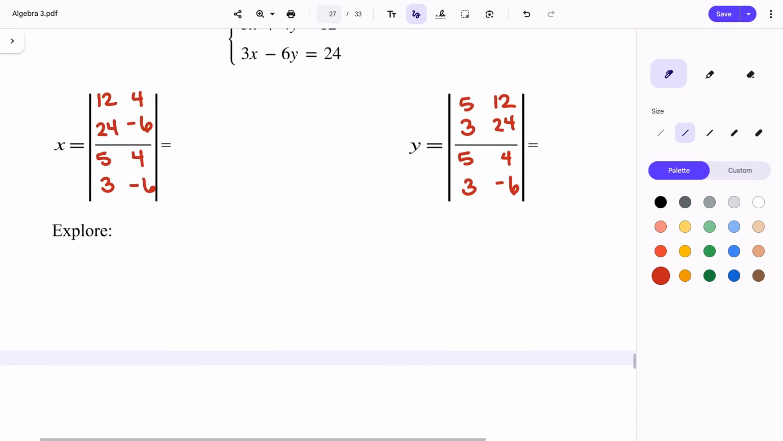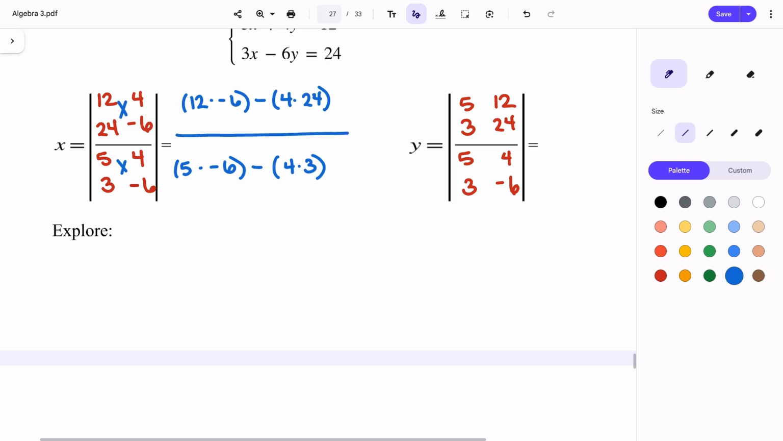We're going to do the top and the bottom separately, so we'll cross, multiply, and subtract for the top numbers and the bottom numbers, and then you're just going to divide at the very end. So for my top numbers here, we're going to take 12 times -6 minus 4 times 24. On the bottom, you're going to take 5 times -6, and you're going to subtract 4 times 3. Okay, and all of this is being divided. So you're going to just have to multiply and subtract, and then we'll get our division sign here.